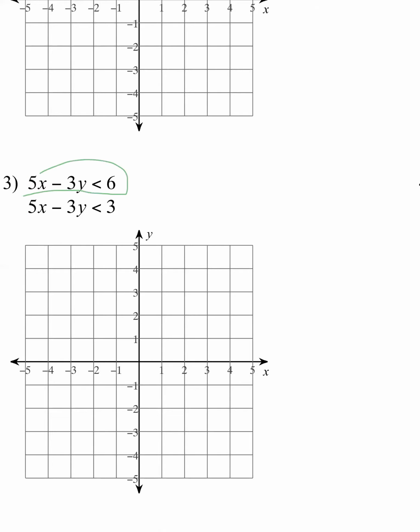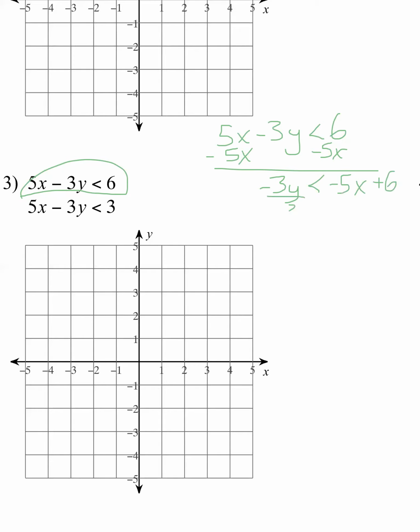So I'm going to do the top one in green. 5x minus 3y is less than 6. Okay, minus the 5x. Negative 3y. Stick in that negative 5x, and then a plus 6. Divide by negative 3. Bells are going off in your head, I'm sure, because we just divided by a negative. So that means I've got to flip that symbol over.